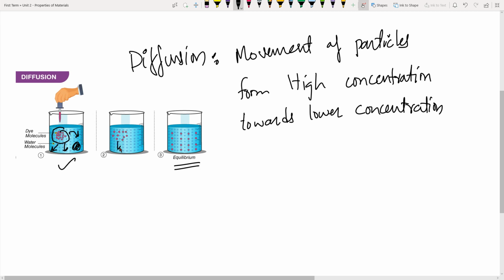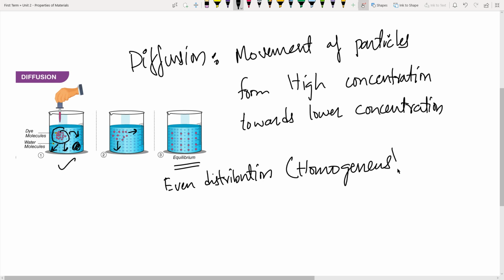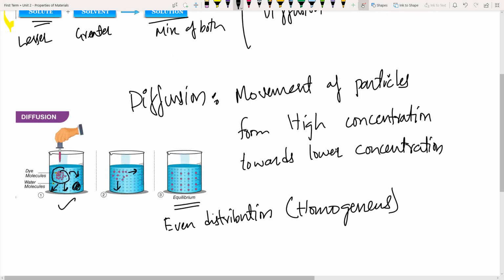You will find that this dye is now spreading, and the color of the dye is becoming dimmer, and the solution is going to be evenly distributed. So this is when there is even distribution. We call it the equilibrium state, when the diffusion is consistently equalized in all places. This is also called homogeneous, equal distribution of particles all over. So this is diffusion.